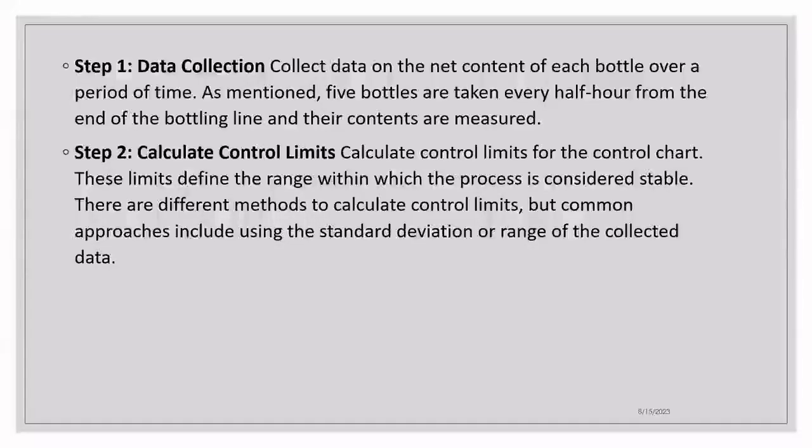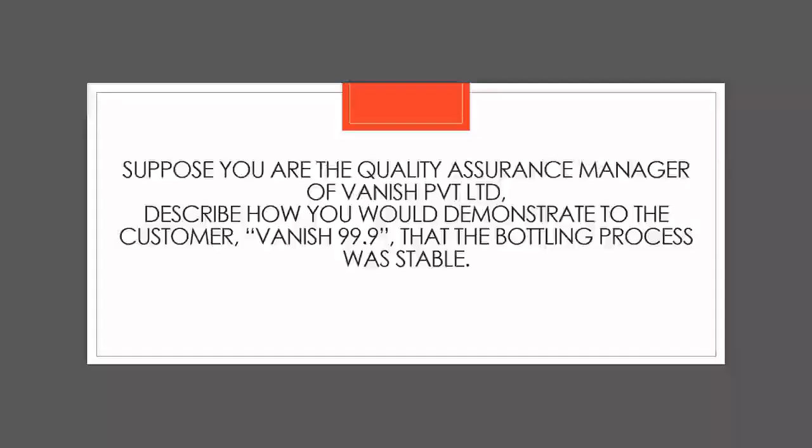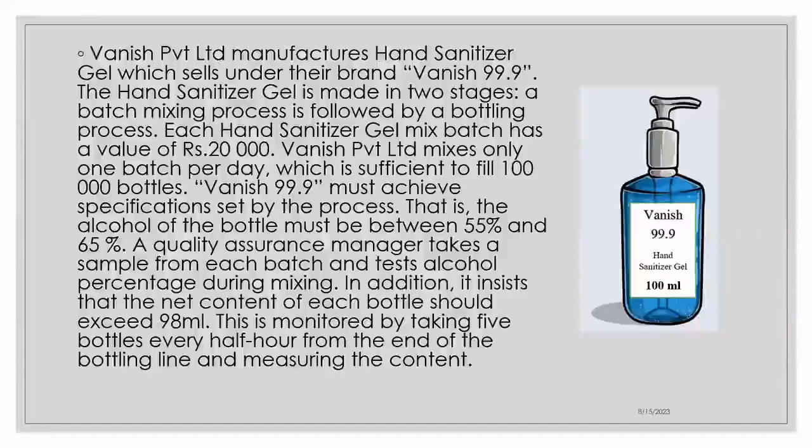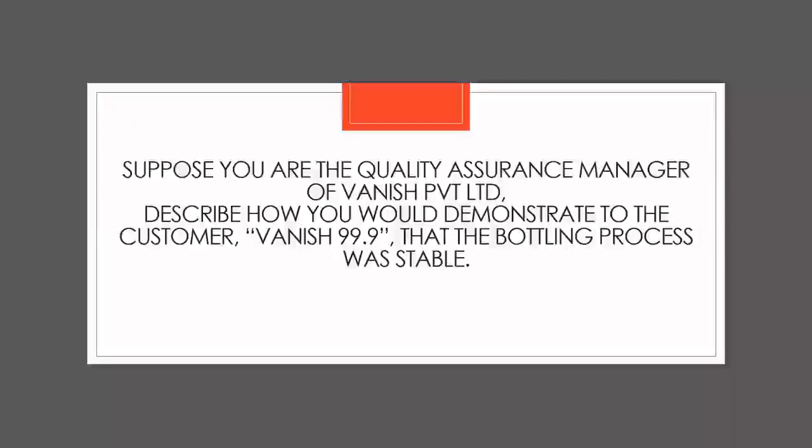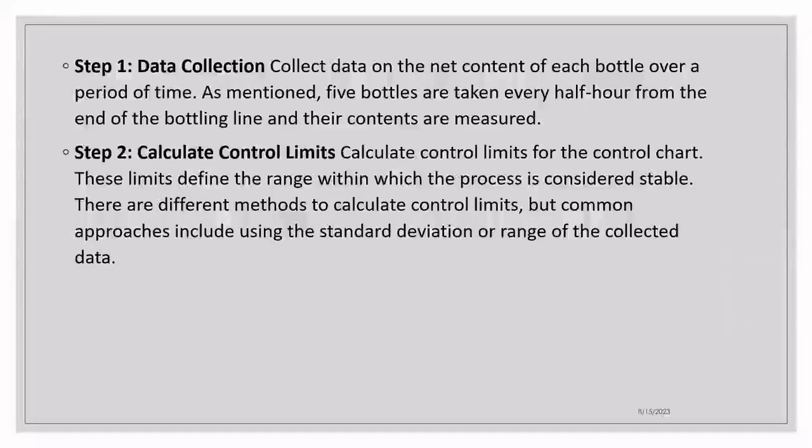This is step number 1. First of all, what we have to do is data collection. Yes, clearly mentioned, no? How do you do the data collection when you are going to collect the data? Then you are going to explain those. Collect the data on the net content of each bottle over a period of time. As mentioned, 5 bottles are taken every half an hour from the end of the bottling line and their contents are measured. This is the one. First of all, we are required to collect the data.